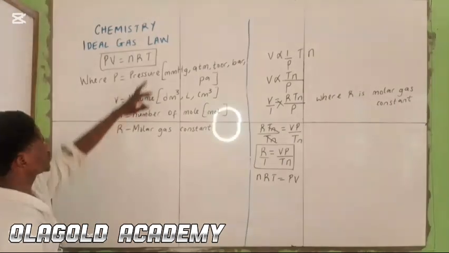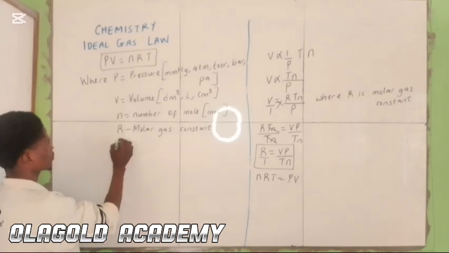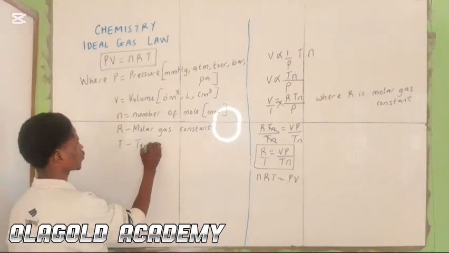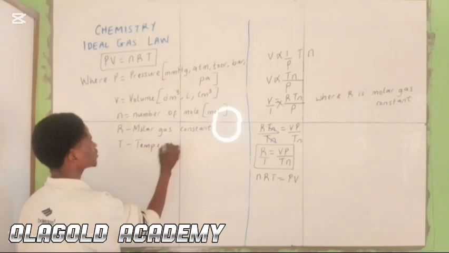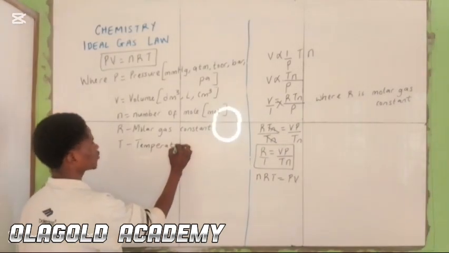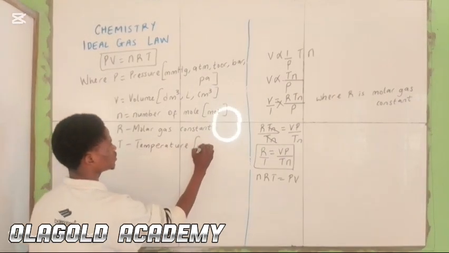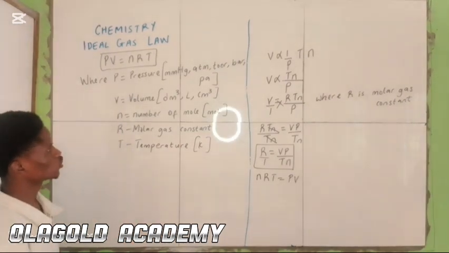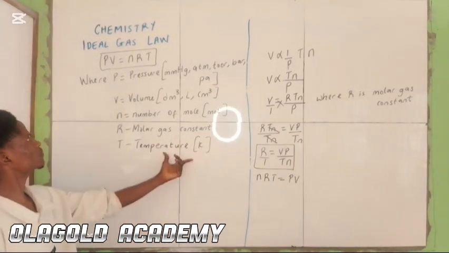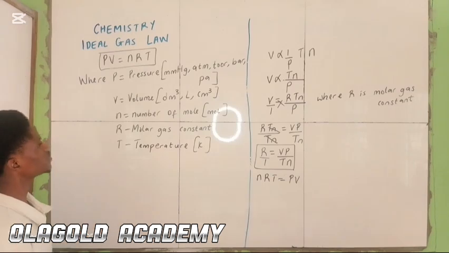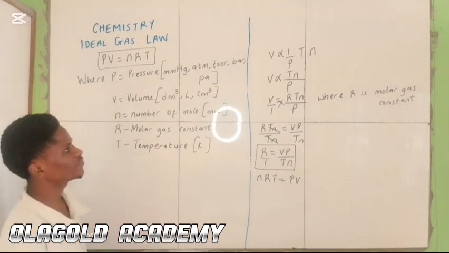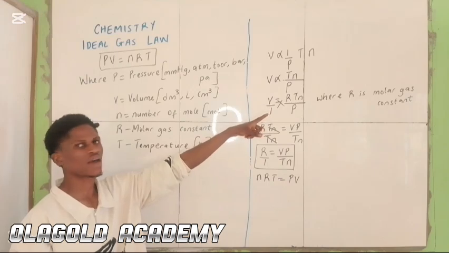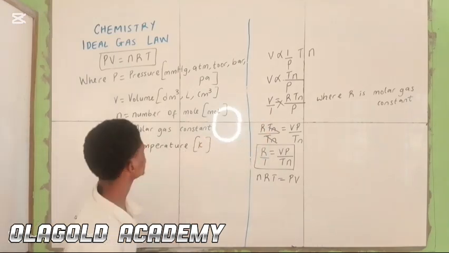All right, let's proceed. T is temperature, measured in Kelvin. So we have this. Now, let me derive the value for R, which is the molar gas constant.